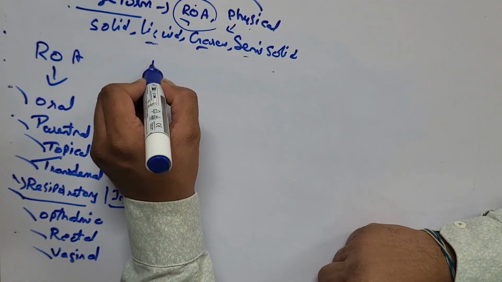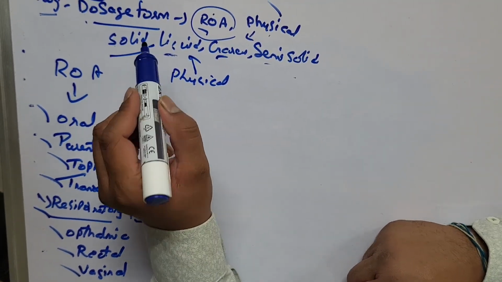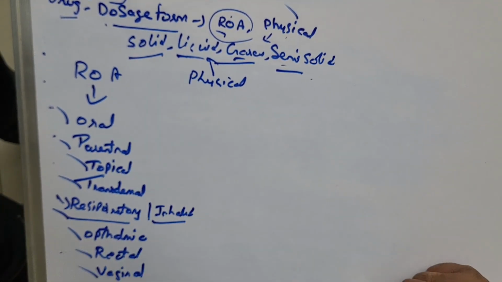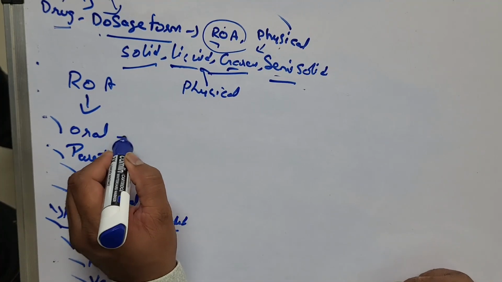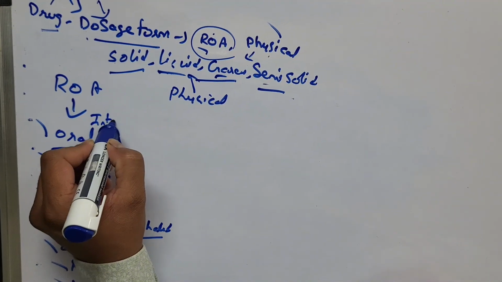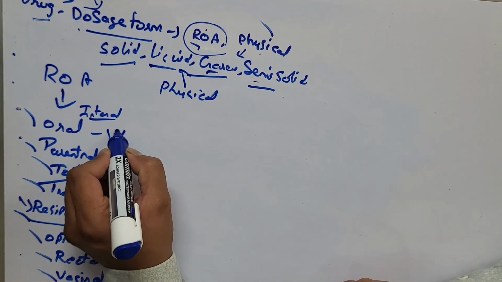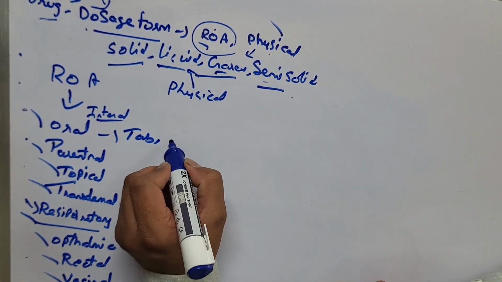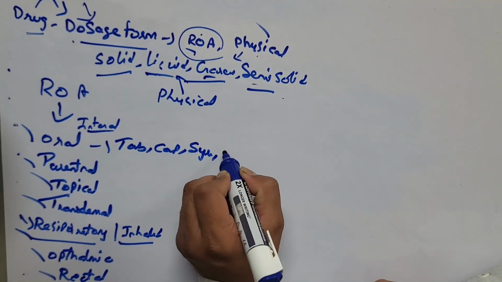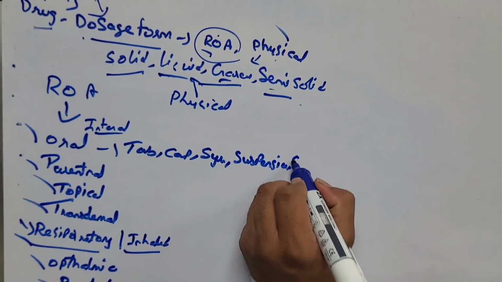I had already told you physical form, right? Physical forms are solid dosage form, liquid dosage form, semi-solid dosage form, and gaseous dosage form. So, based upon the oral route, what will you take? Orally we are going to take internally. Tablets you will take, capsules, syrups, suspensions you will take orally, emulsions, etc.